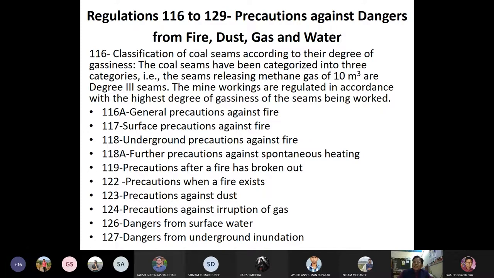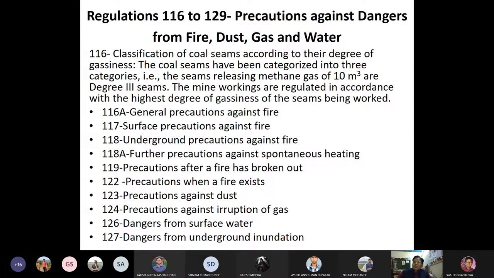And section number 126 defines the dangers from surface water. You know that in rainy season, because of the heavy rain, the water may get into your underground mines through the shaft, through the inclines. The surface water may go inside the mine and the mine may be flooded with water. So in that case, under regulation number 126 of the coal mines regulation, there are some precautions you have to take to guard against the dangers arising out of surface water.